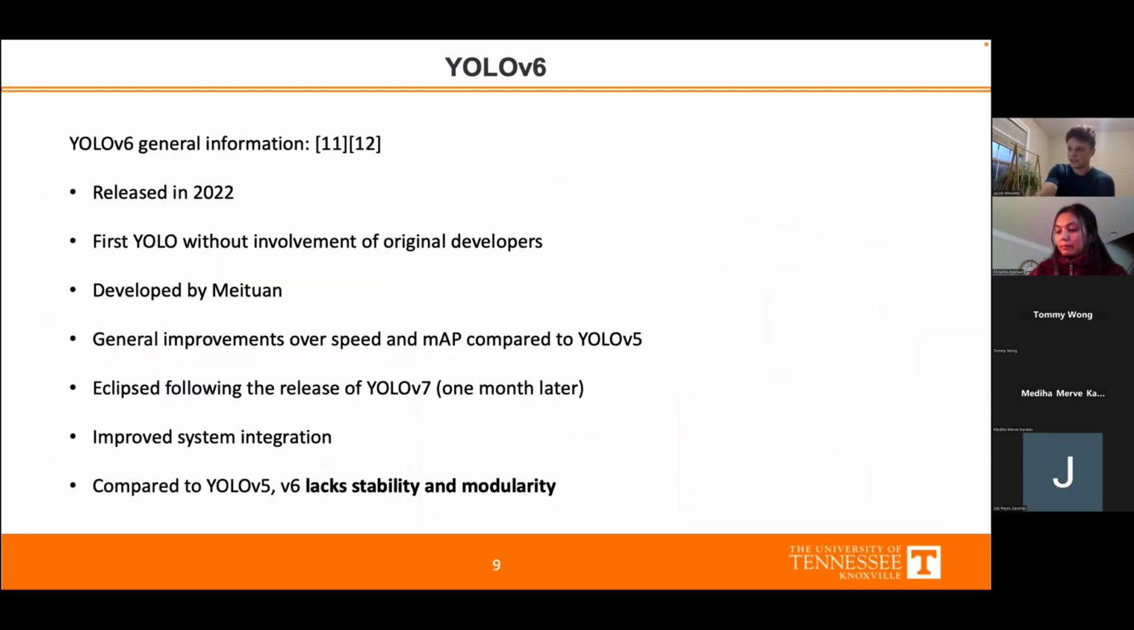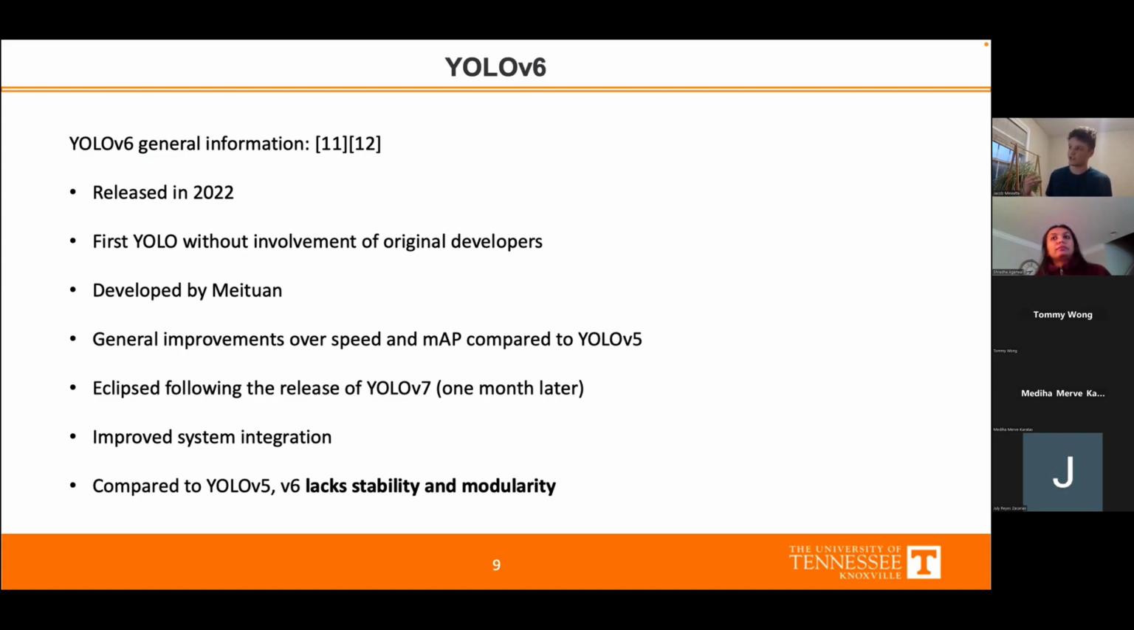So YOLO V6 has substantially less information on it. This is in part for 2 reasons. One, it was the first externally developed YOLO, with no involvement from the original developers. And 2, the same developers of YOLO V6 released YOLO V7 all of 1 month later, so it pretty quickly became eclipsed by the new superior version.